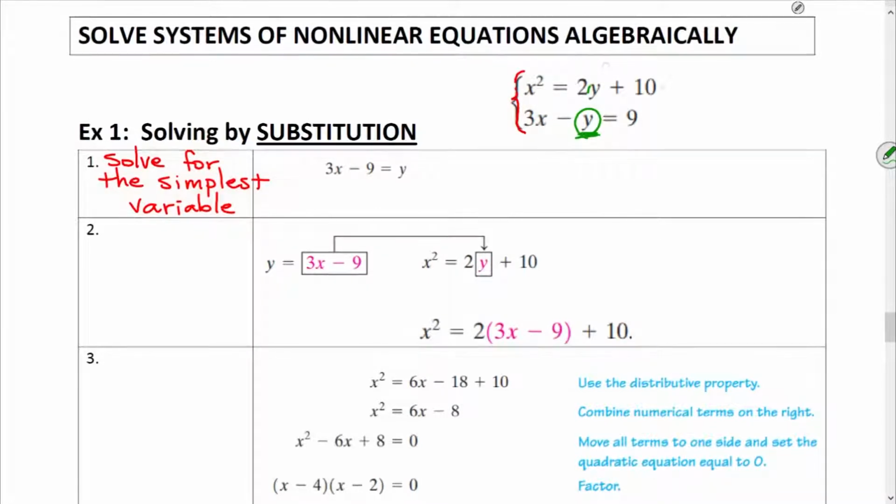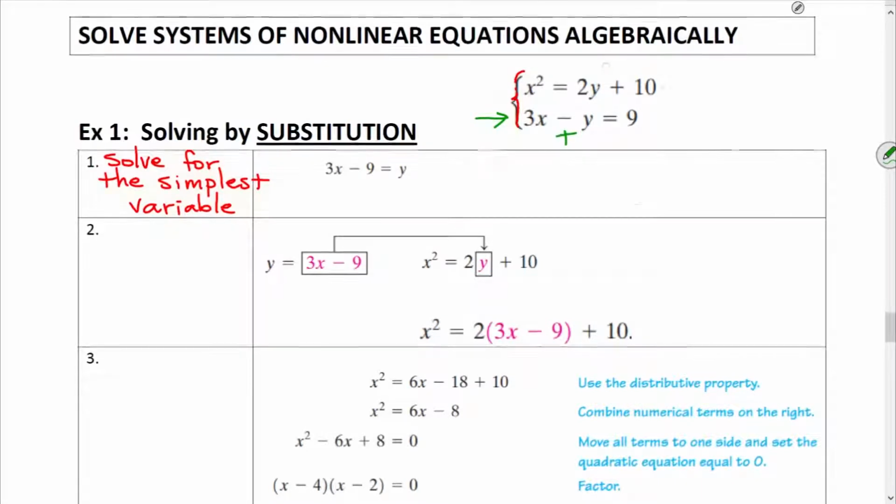Okay. So that might be the easiest one to solve for. So I'm not dividing by 2 or 3 and getting more fractions to deal with. Okay. So I will solve this bottom equation for y. Okay, and in truth, it doesn't really matter what you solve for, but to make it as easy as possible, we will solve for the simplest variable.